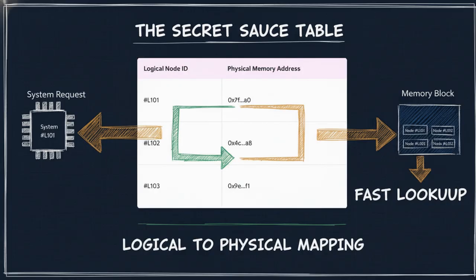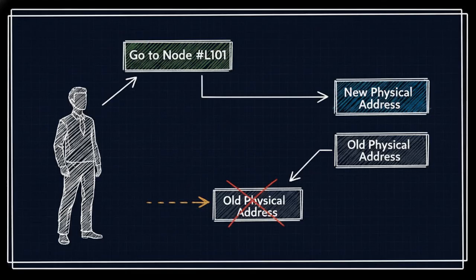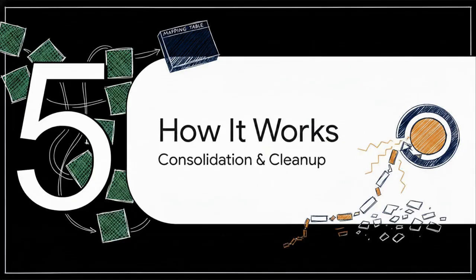So when the system wants to find node number L101, it doesn't have to hunt around. It just checks the table, gets the address, and it's there. This is what makes the whole logical physical separation possible. And the power of this indirection is just immense. It means the system can shuffle the physical data around for whatever reason, maybe for optimization, and it doesn't matter. Nothing breaks because everyone is still pointing to that stable, logical ID. I love this analogy. It's like telling a friend to meet you at the post office instead of giving them an address. If the post office moves to a new building, your directions are still good.